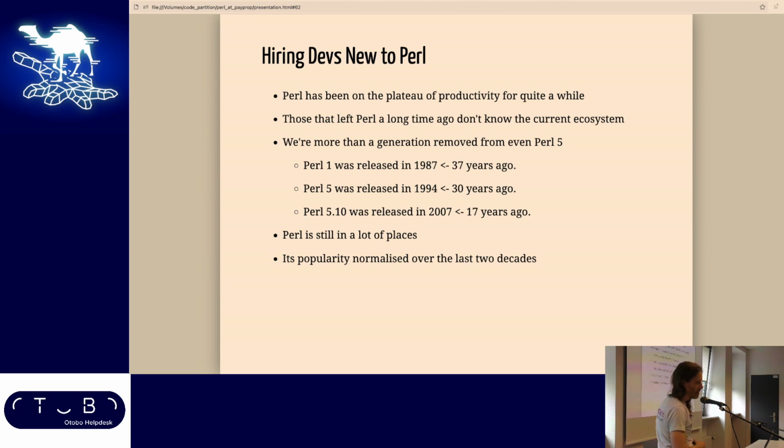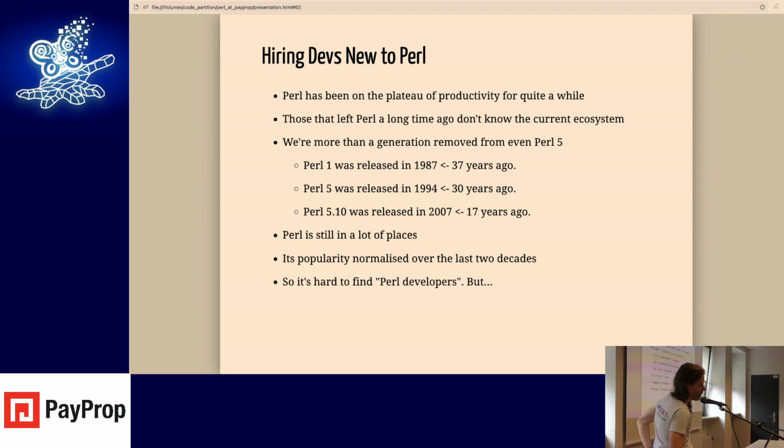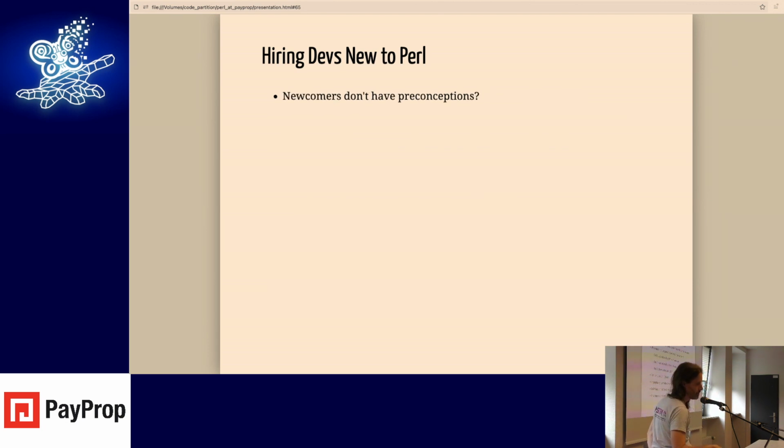I think its popularity has kind of normalized over the last 2 decades. If you look at certain indexes, you'll see all languages trending towards a homogenized state in terms of popularity. You might have a couple of big ones, but the rest are doing that. And Perl is no different. So it's hard to find Perl developers, but I find that newcomers don't have preconceptions. It's kind of my experience of interviewing.